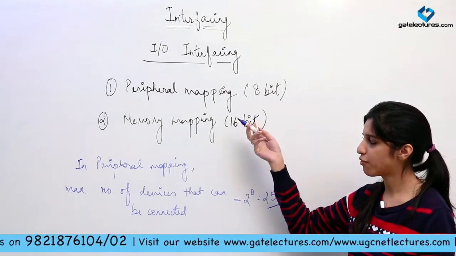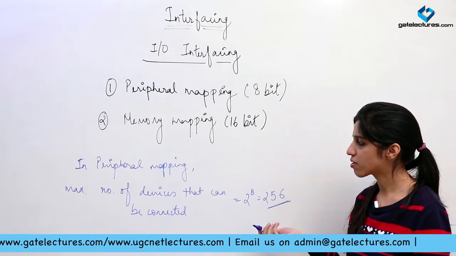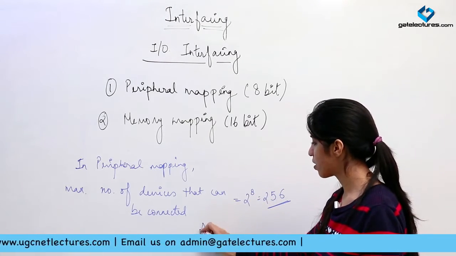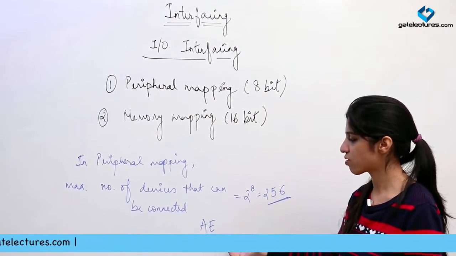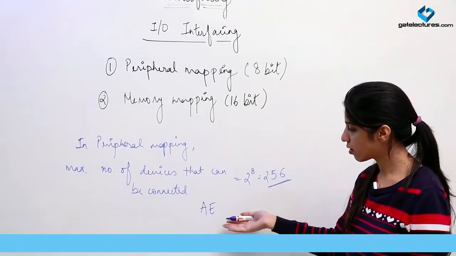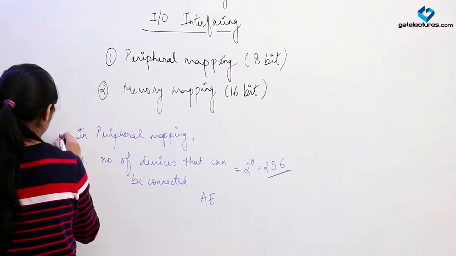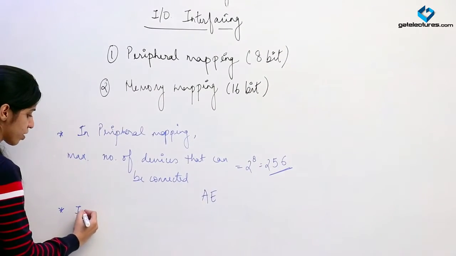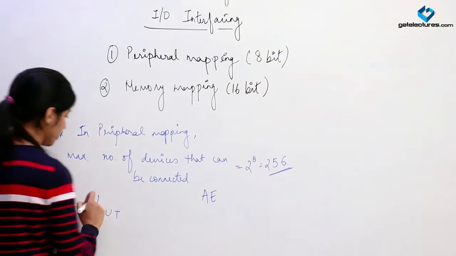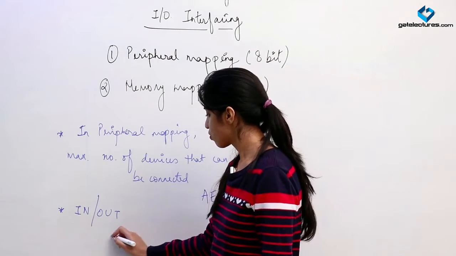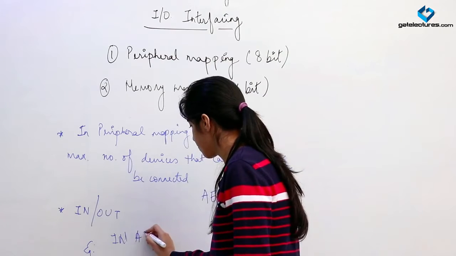So in peripheral mapping, each device is going to have an 8-bit long address, and suppose you have connected a keyboard and the address for the keyboard is AE. Using instructions like IN and OUT, you can input the data from the keyboard. So we are using the instructions IN and OUT in peripheral mapping. Basically we are using instructions like IN AE.